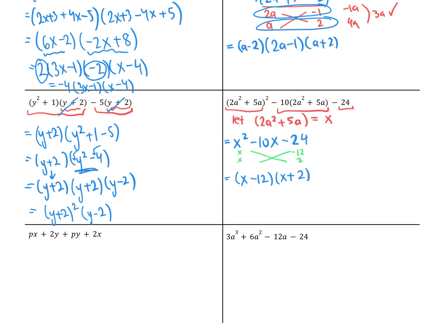But we have to remember, wait a second, our original expression didn't have x's in it, it had a's in it. So we need to remember this little modification we made. We replaced those brackets with x's. So let's replace our x's back with what they're supposed to be. It's supposed to be 2a squared plus 5a. So I'll go back into each of my brackets and do the swap.